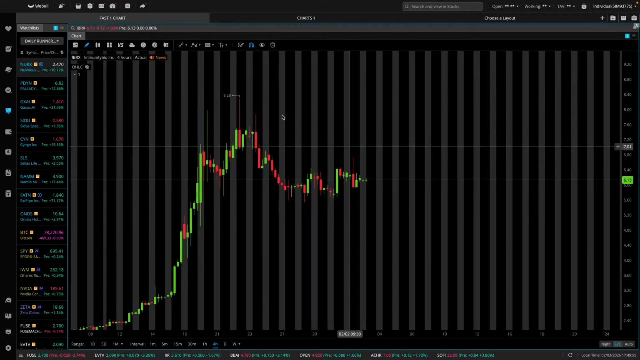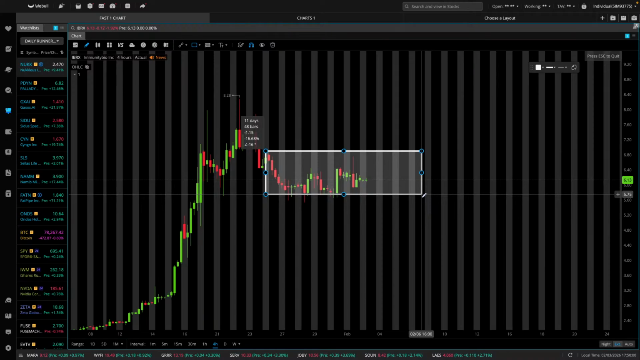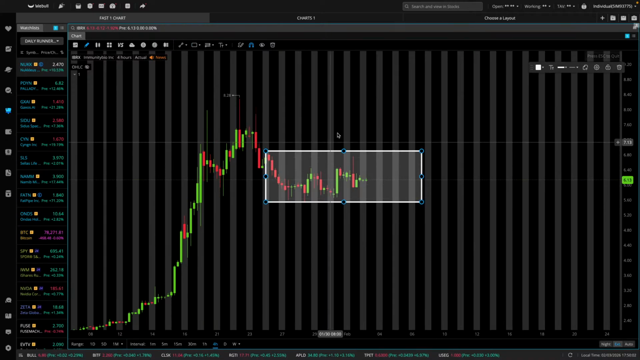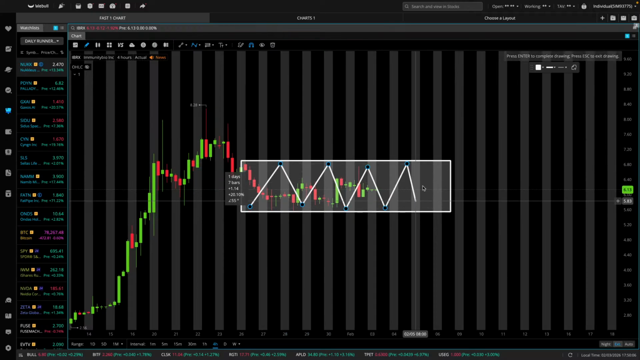IBRX, for me, there is nothing going on. If I just make it simple for my brain so I know what to do in this trade, I can identify that this area is just consolidating. I don't want to trade inside this range because all it's doing is this, right? Don't want to be buying and selling.